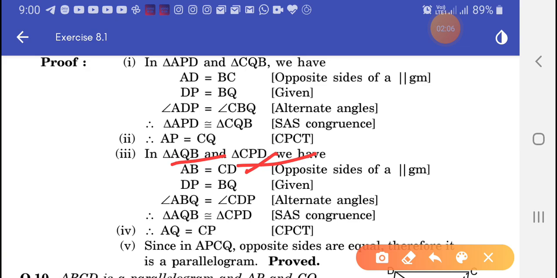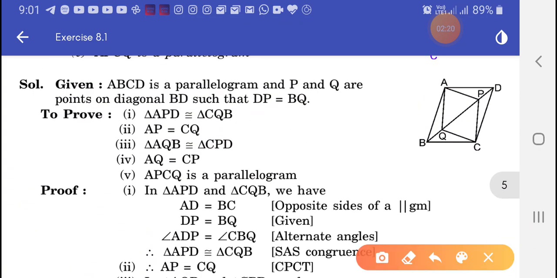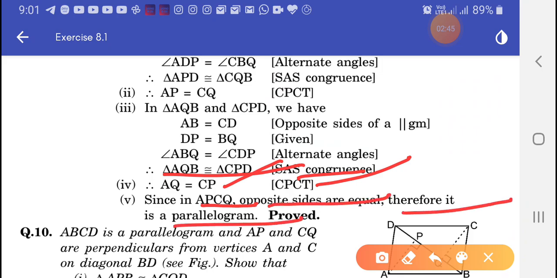AB equal to CD, opposite sides of a parallelogram are equal, DP equal to BQ, given, and angle ABQ equal to CDP, alternate angles. This angle ABQ and this angle CDP, both are alternate angles. After that we have triangle AQB congruent to triangle CPD, side angle side congruency. Now AQ equal to CP, CPCT. Since APCQ has opposite sides equal, therefore it is a parallelogram.